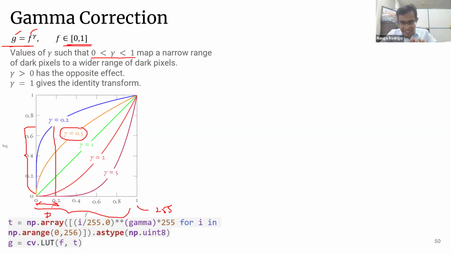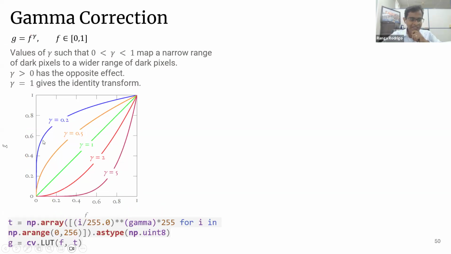So this operation is especially important if you see something from a camera inside the room and a window is also visible. I will show you an image like that. So we want to enhance the information inside the room. So gamma equals 0.2 is very important in such a case.